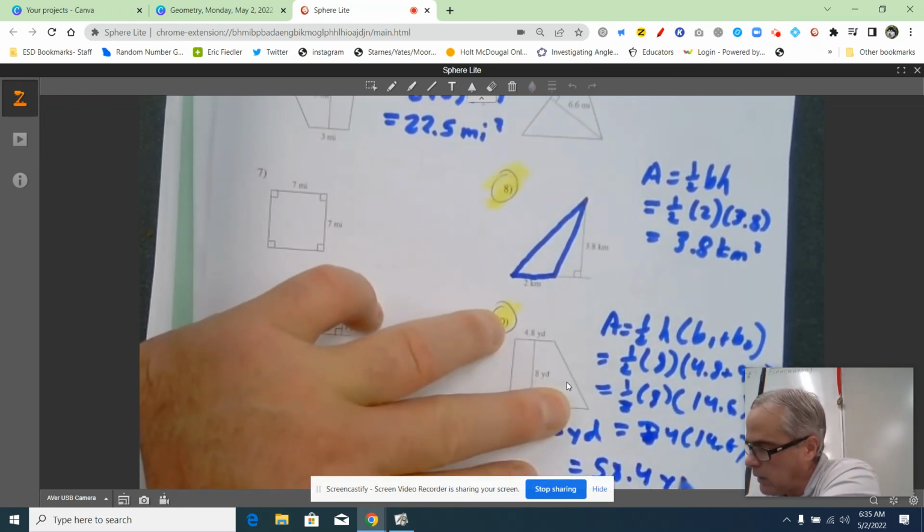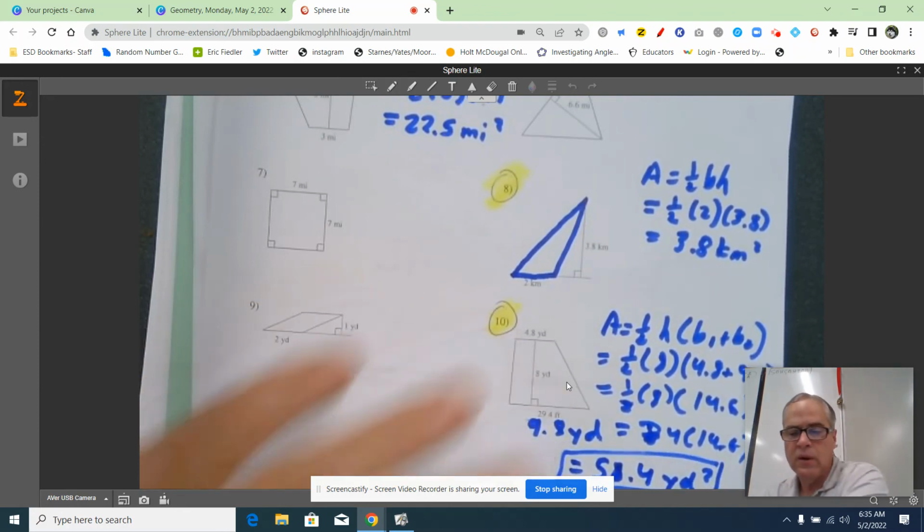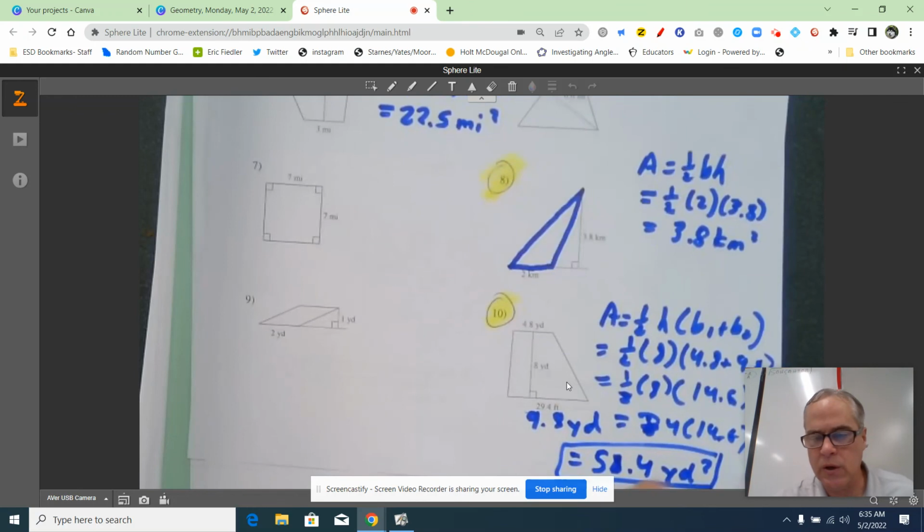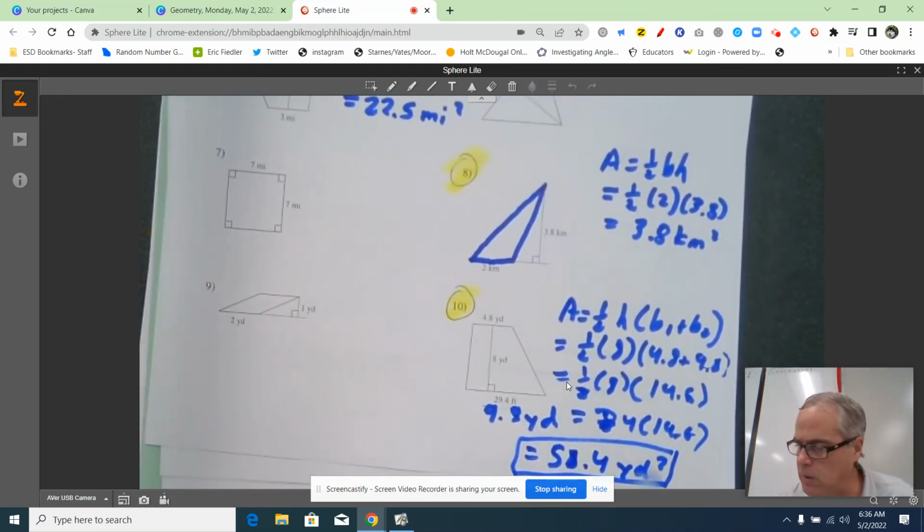58.4, and remember, I want yards. This is an 8 here. My writing is really hard to read on this one. 58.4 square yards. Okay, so hopefully you can see that work. Check the units are the same and plug it into the formula.